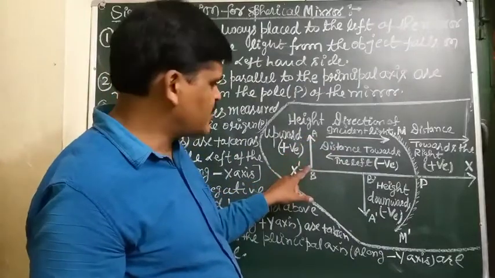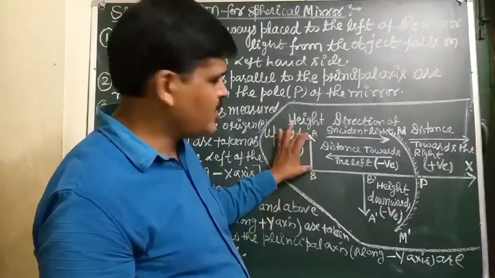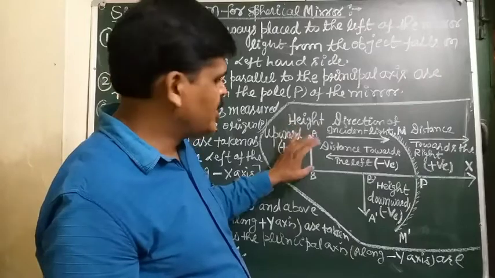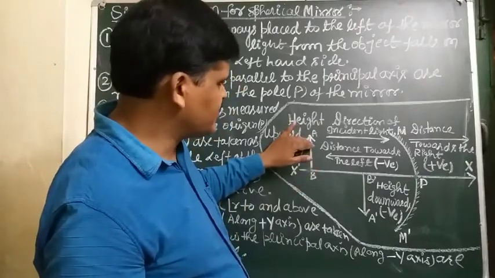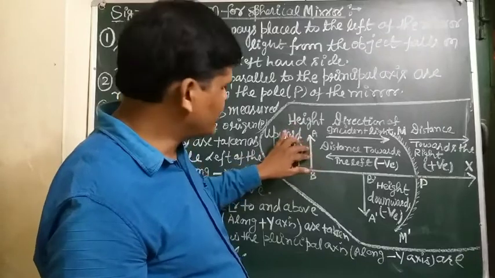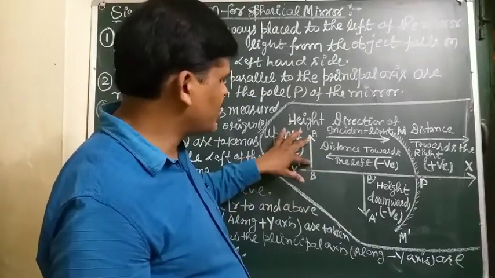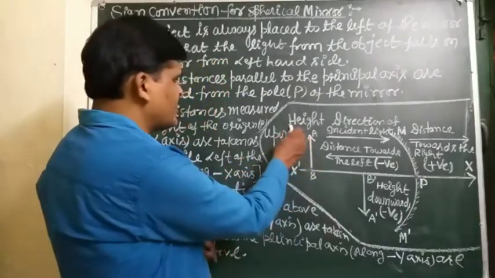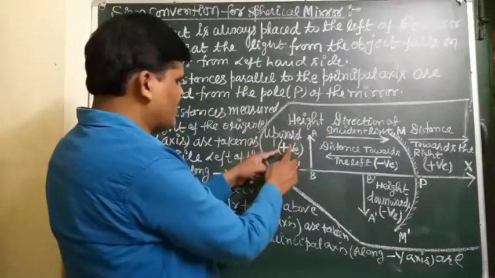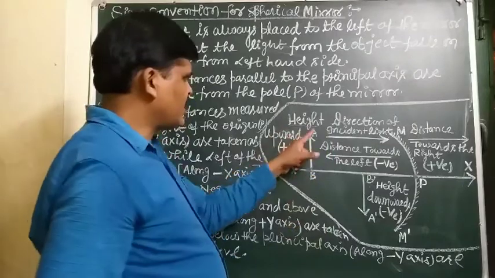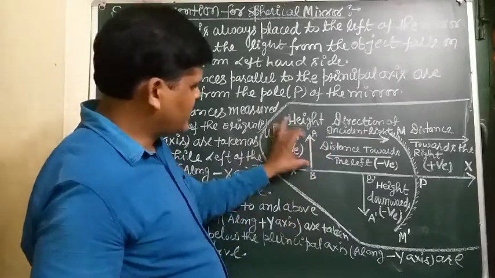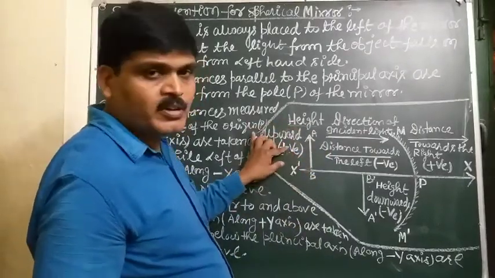The distances, the height of the object or image which is above the principal axis or along positive y-axis is taken to be positive. Here it is written: height upward is taken to be positive. This is the sign convention. Height upward, taken to be positive.